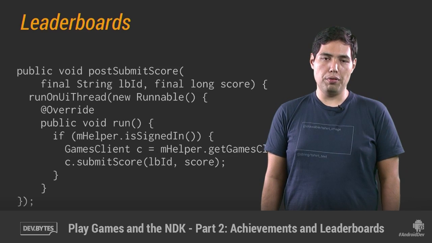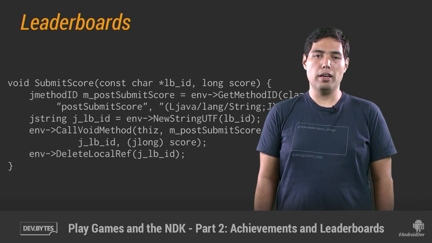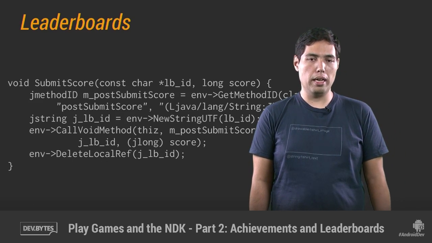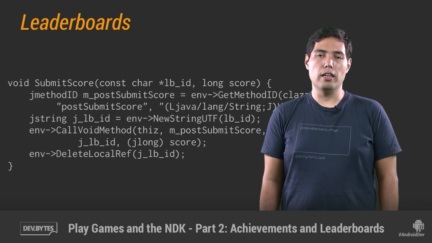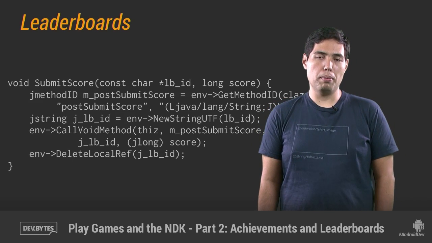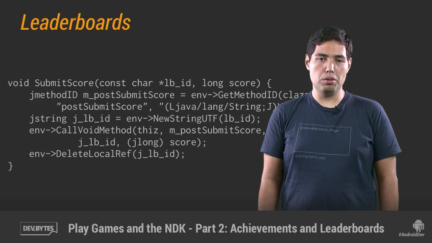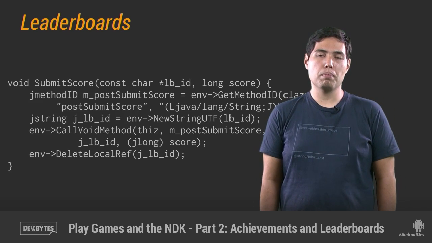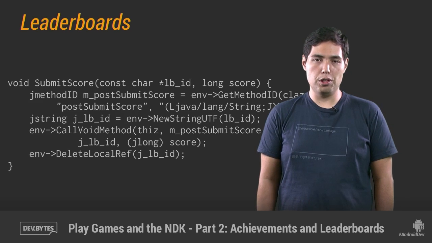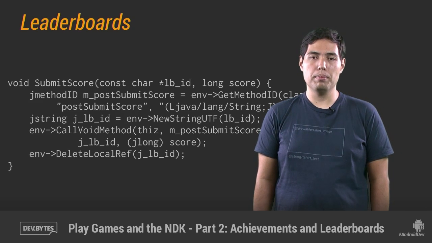And then from native code, we're going to write a very similar method as in unlock achievement, which simply gets the ID of that method and then makes a method call and passes the score that you want to submit to the leaderboard. And then you call the method and you delete the local reference, and that's pretty much all there is to it. Now you have achievements and leaderboards in your native game.